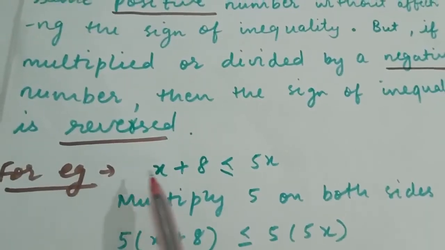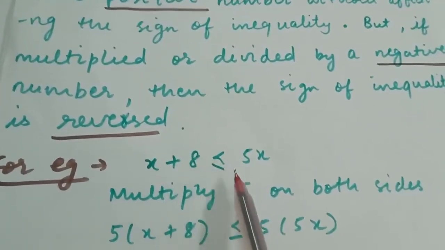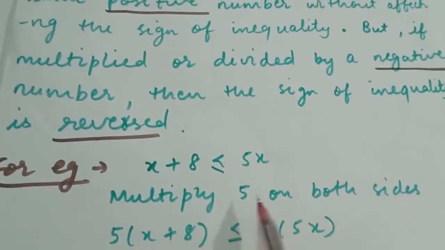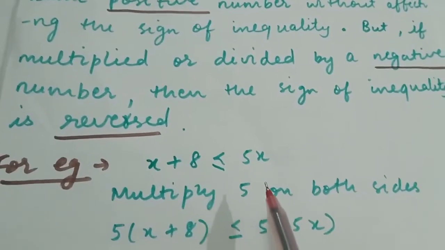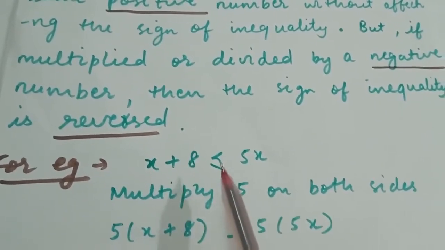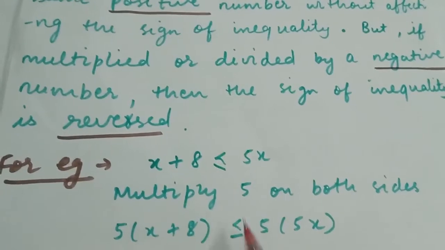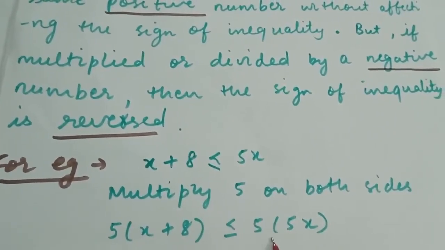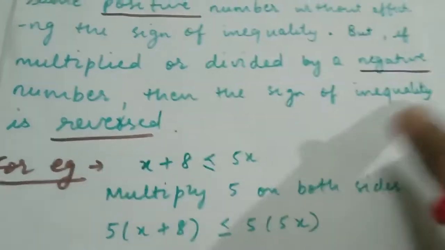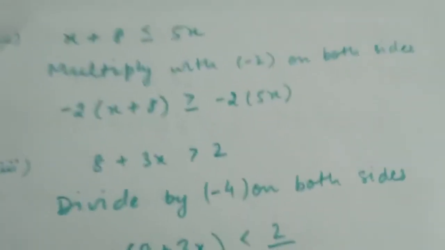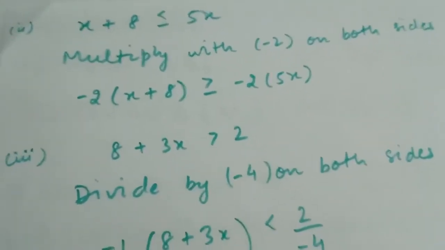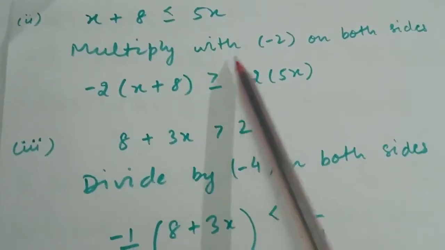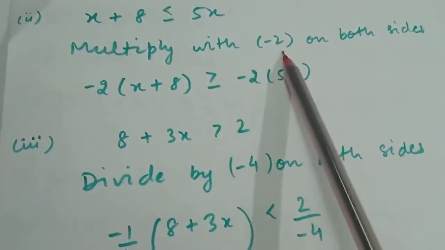For example, say it is given x plus 8 is less than or equal to 5x. If we multiply with 5 on both sides, 5 is a positive number, so when we multiply with 5, the sign will not change. The sign will remain the same, right? It will be 5 into x plus 8 less than or equal to 5 into 5x. But if we multiply or divide with a negative number, for example, in the second example, we can see this inequation is given and we are multiplying on both sides with minus 2.